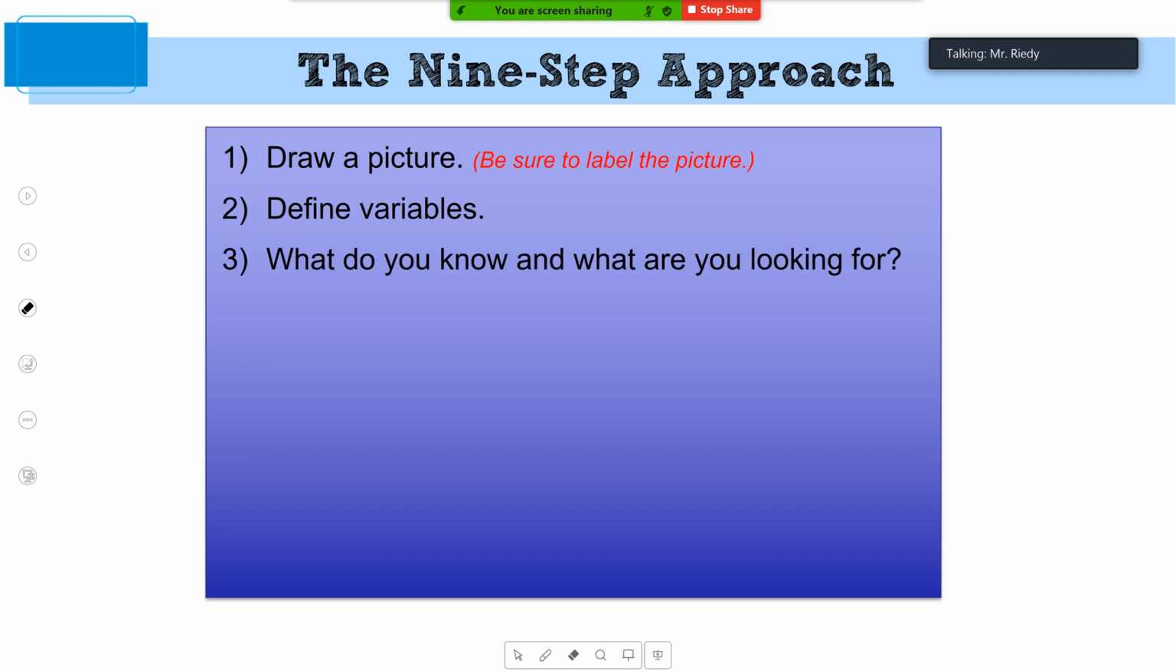Number 3, what do you know and what are you looking for? In other words, what's your given information and what are you eventually going to solve for? I know how long the ladder is. I know how fast the bottom of the ladder is sliding out. How fast am I falling down?